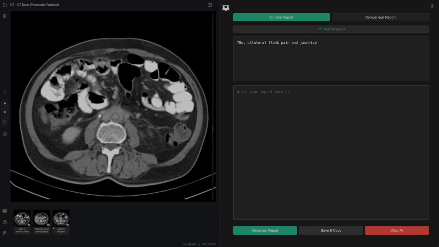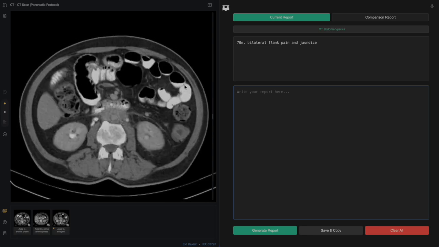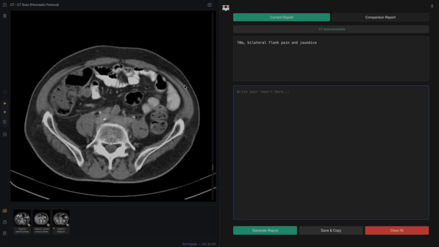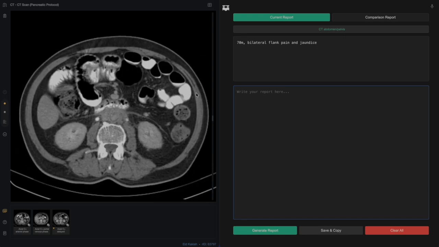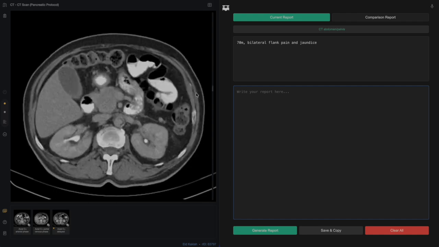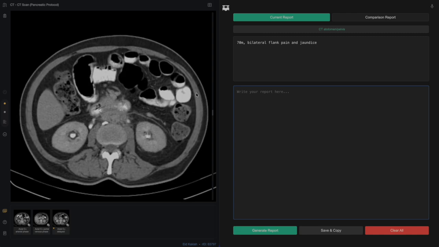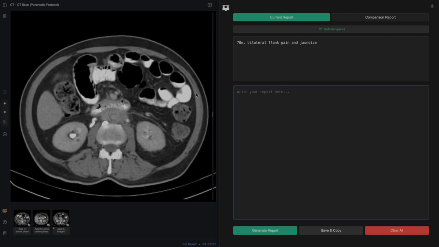This week we have a 70-year-old male patient presenting with bilateral flank pain and jaundice, and maybe some slightly deranged liver function tests. We've got some axial images from what looks like a delayed phase post-contrast CT of the abdomen and pelvis. And when thinking about a patient with back pain, the first thing we can see is there's some mild prominence of bilateral renal pelvises and maybe the proximal ureters as well.